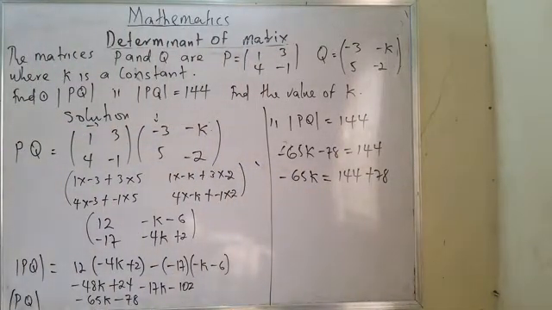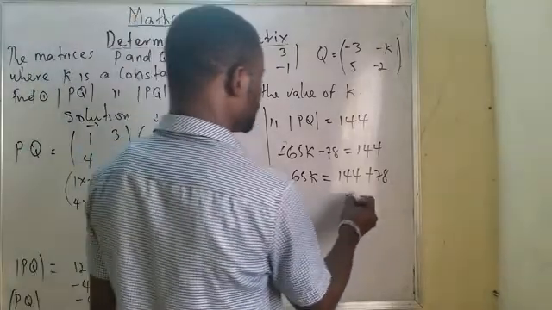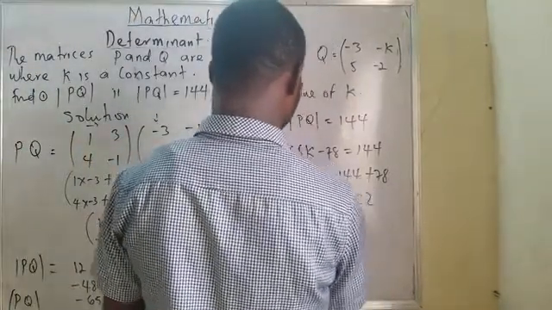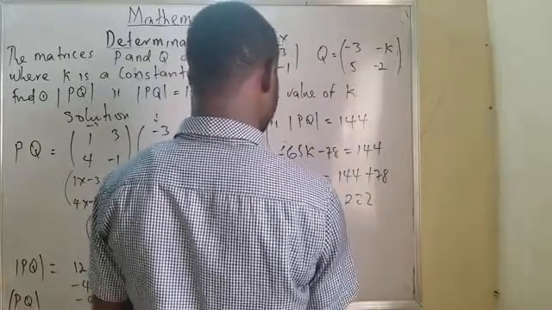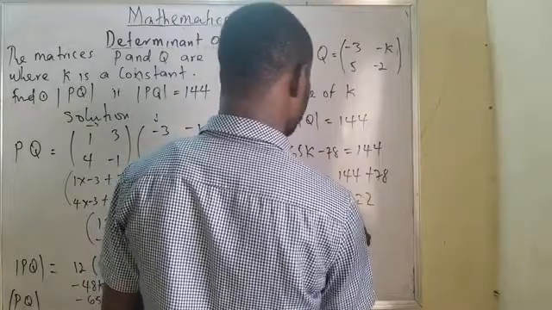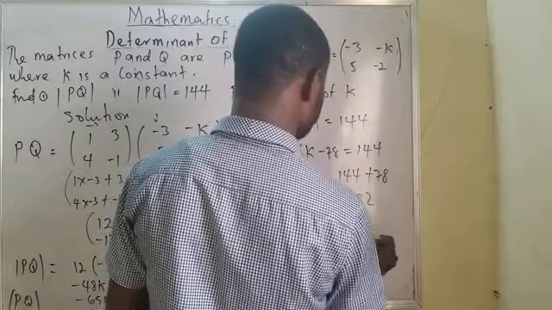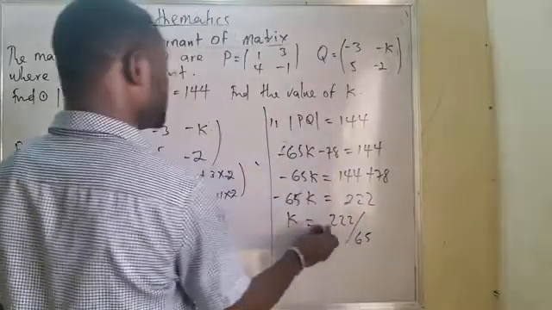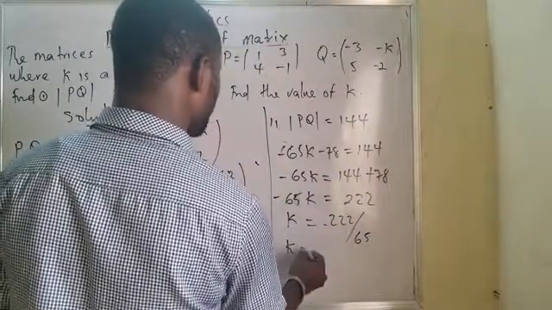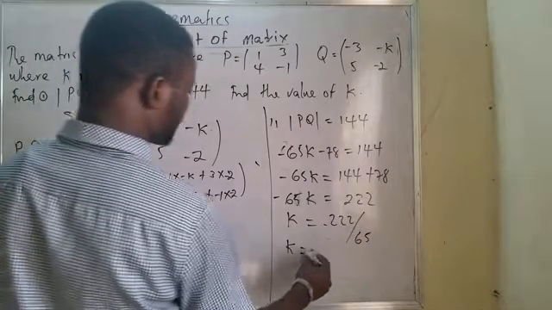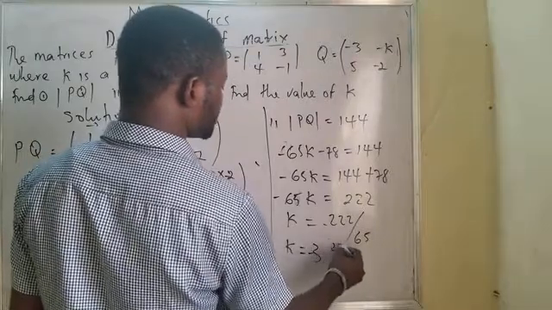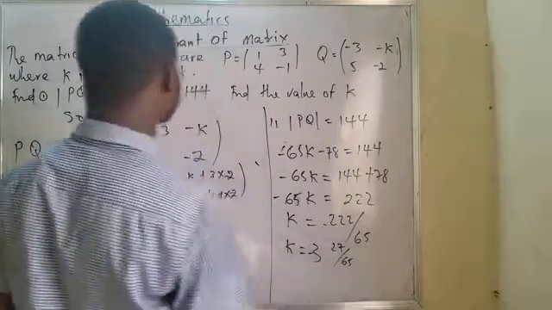And if I add up, I will have 222. Now, it will be 222 equals 65k. Now, I will have my k equals 222 divided by minus 65. Now, it means my answer will be k equals minus 3 27 all over 65. That is my answer.